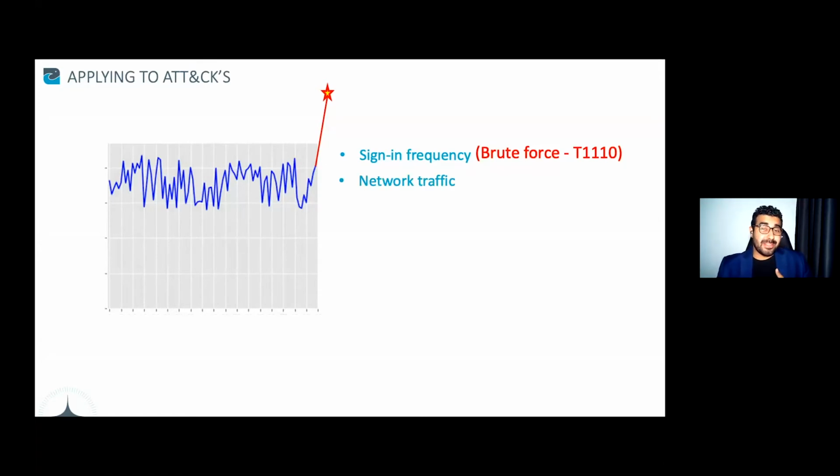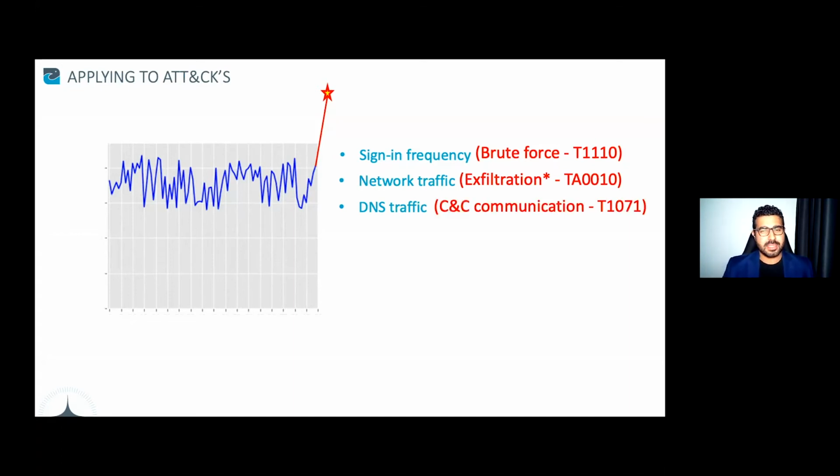If I tell you that instead of this graph being a sign-in frequency, it is network traffic from one IP sending traffic outside the company, and you see this peak, you say, this could be some type of exfiltration. And if I tell you that this graph is the DNS requests towards one domain name, you could say, well, this could be a command and control communication. Did you get the point here?